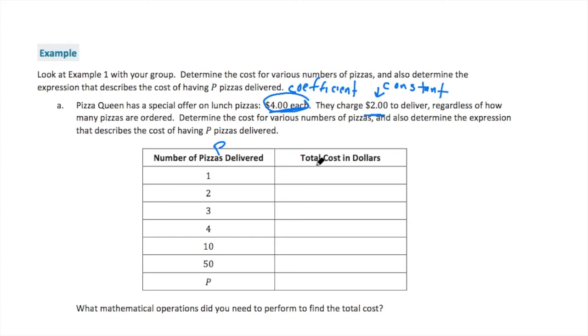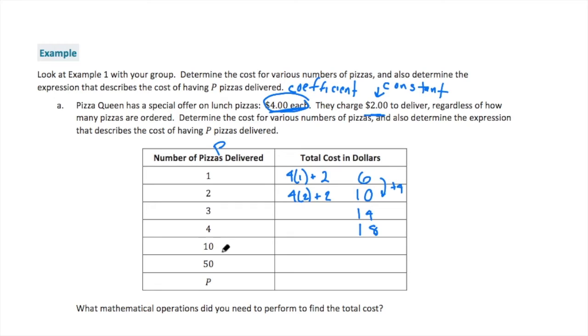So if P is the pizzas, 4P is really going to be how many dollars we're going to spend on the pizzas. So 4 times 1 plus our $2 charge is 6. 4 times 2 plus our $2 charge is 10. Now notice we do have a vertical pattern here of adding 4. And that's going to continue. So we are going to have 14, 18, but wait, we jumped.